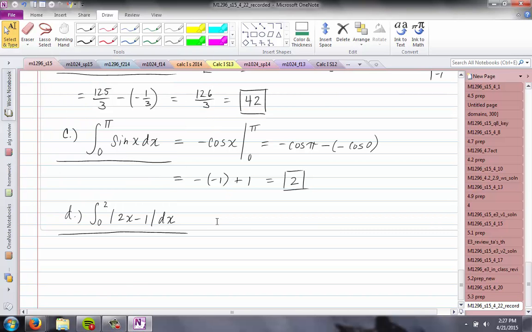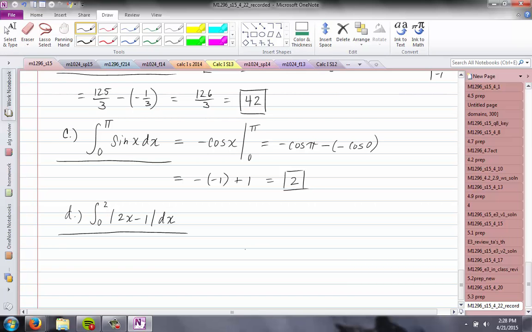We're in section 5.3, and this is example 2, part D. So we have the integral from 0 to 2 of the absolute value of 2x minus 1. We don't have an elementary antiderivative for the absolute value function, and then also you've got the 2x minus 1 in there. So a couple things going on here where we don't know how to do this right off the bat in the way that we've been doing so far.